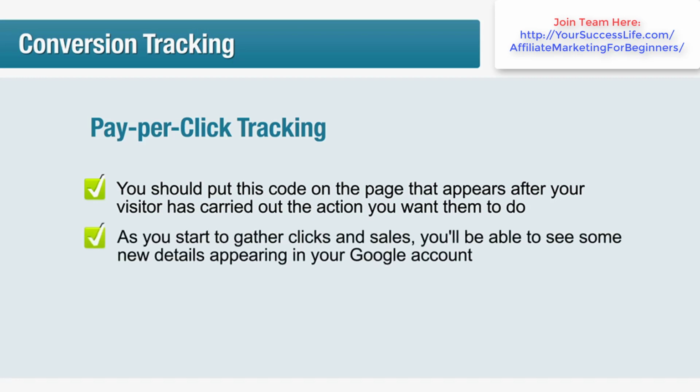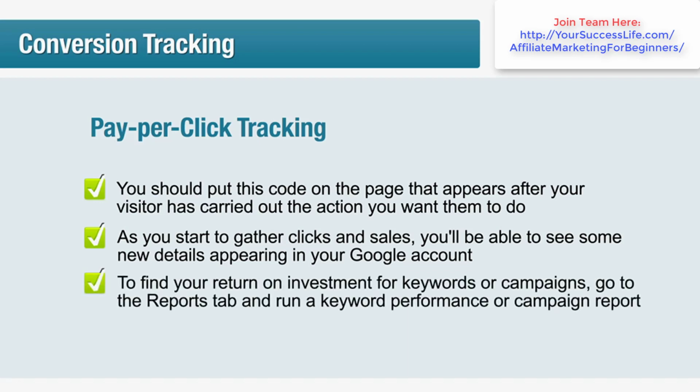As you start to gather clicks and sales, you'll be able to see some new details appearing in your Google account. Cost, conversion rate, cost per conversion, and conversions. You can drill down to view this data at either the ad group or keyword level. To find your return on investment for keywords or campaigns, go to the Reports tab and run a keyword performance or campaign report.